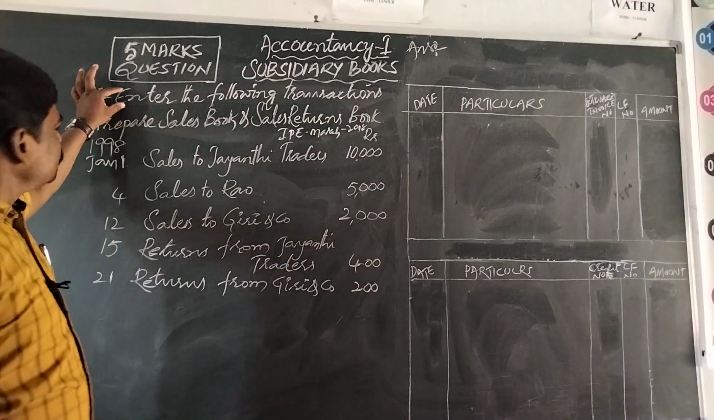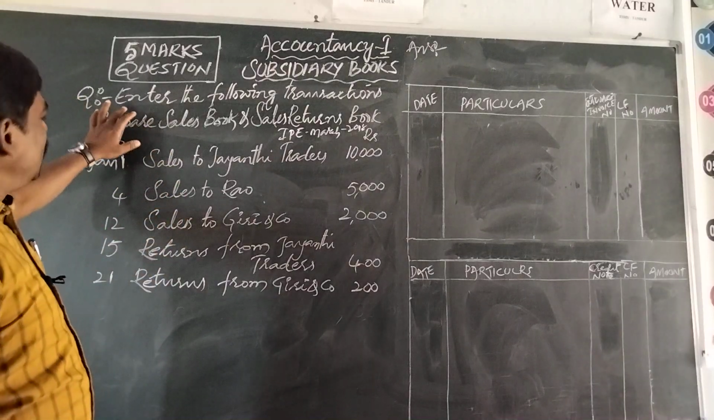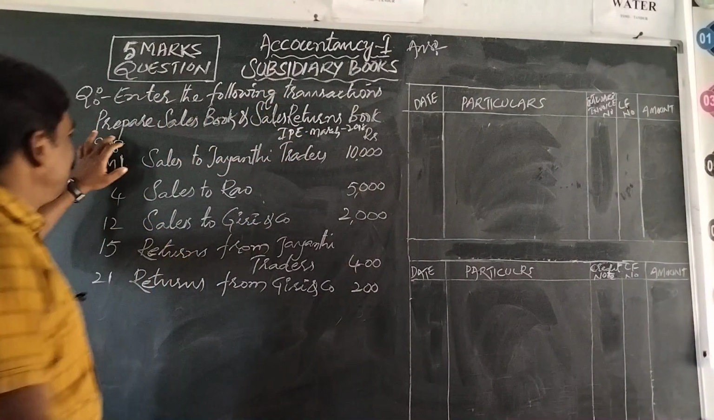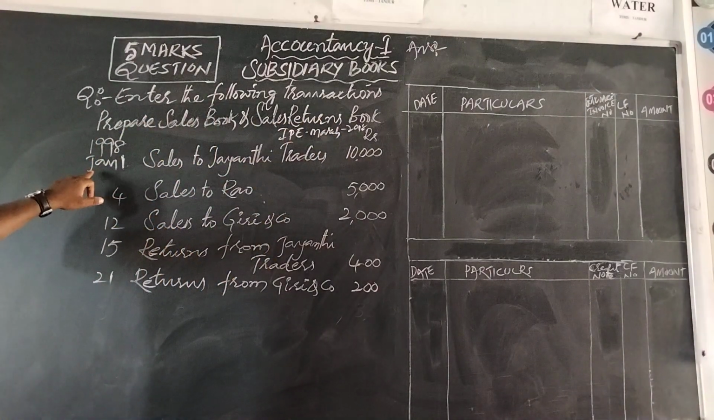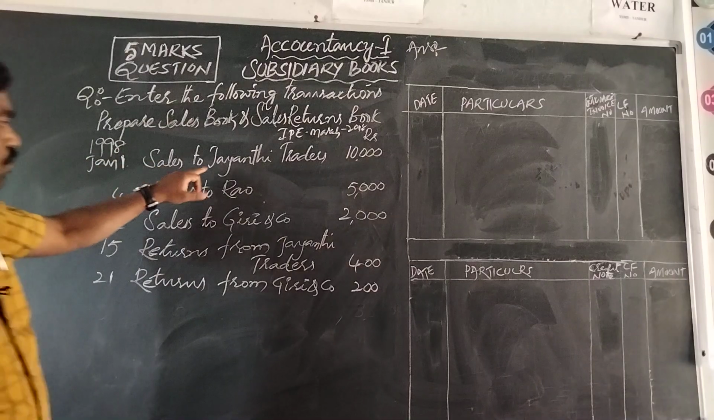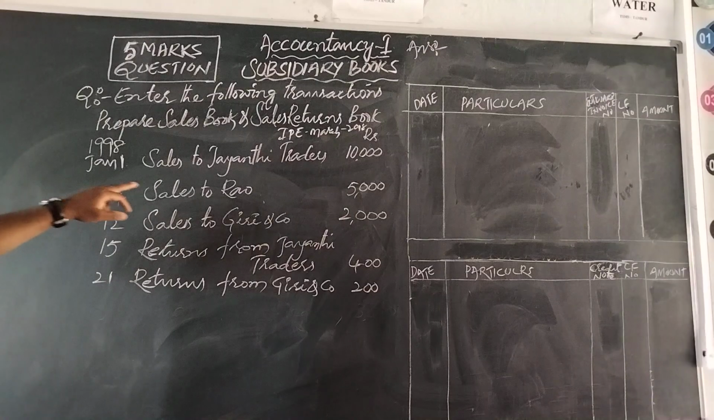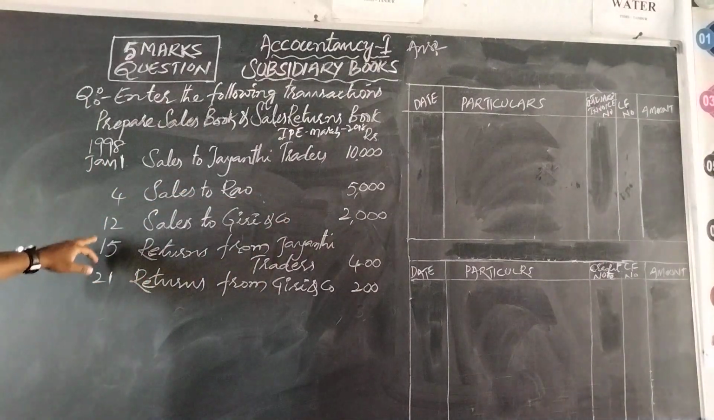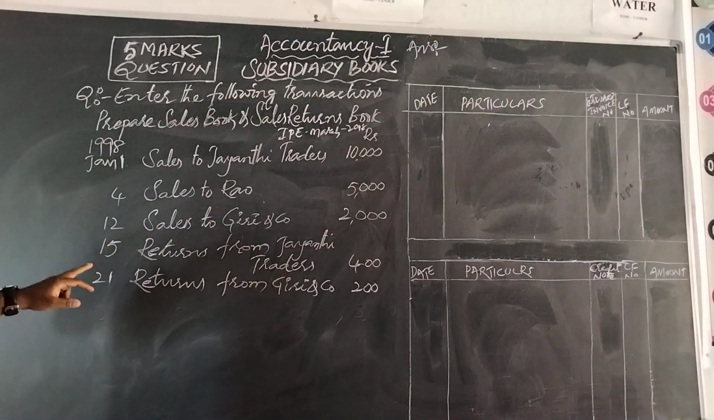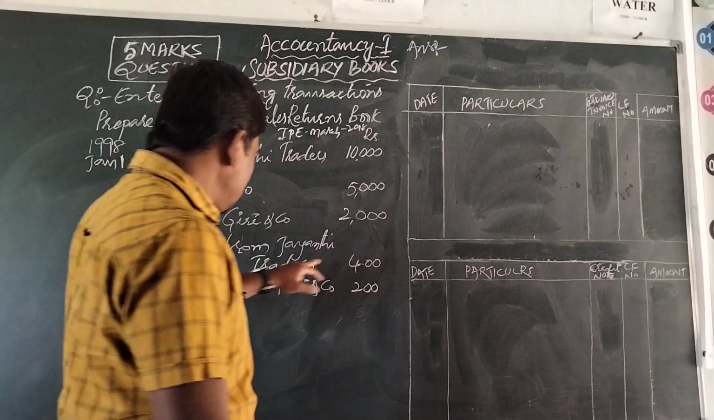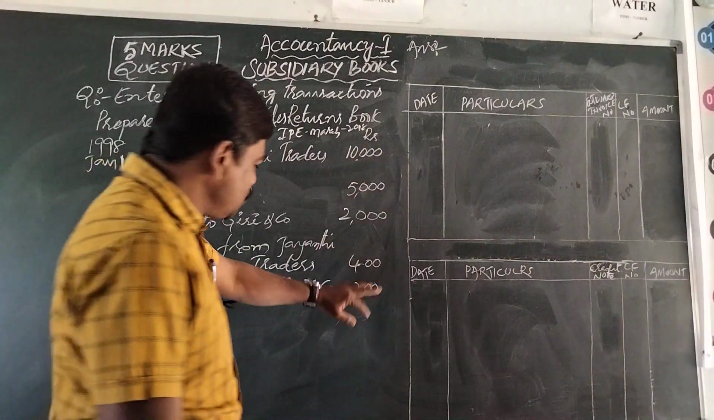See here, the problem I am going to read out, just listen. Enter the following transactions: prepare sales book and sales returns book. January 1st 1998, sales to Jayanti Traders rupees 10,000. On January 4th, sales to Rao rupees 5,000. On January 12th, sales to Giri and Company rupees 2,000. January 15th, returns from Jayanti and Traders rupees 400. 21st, returns from Giri and Company rupees 200.